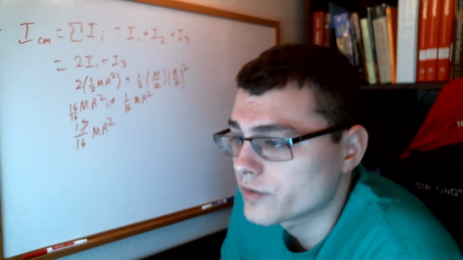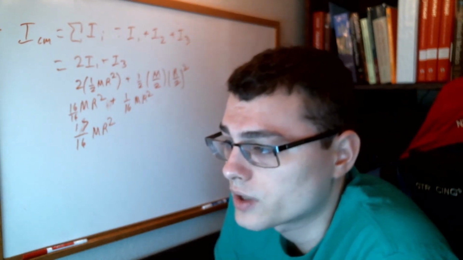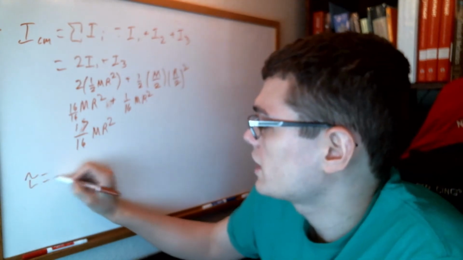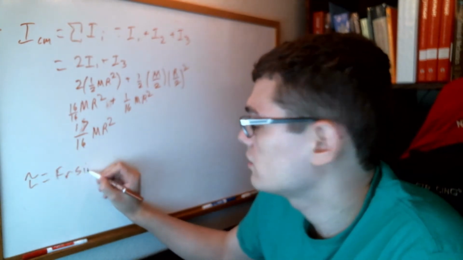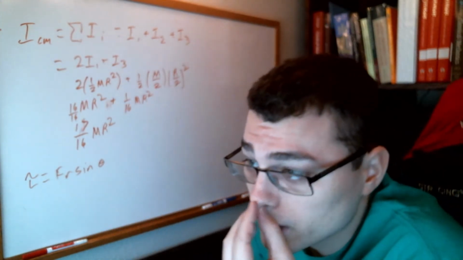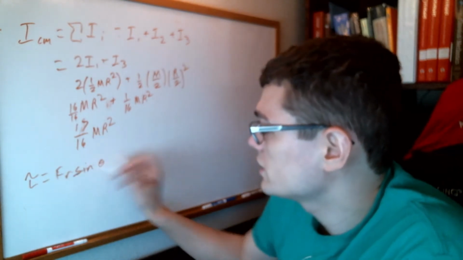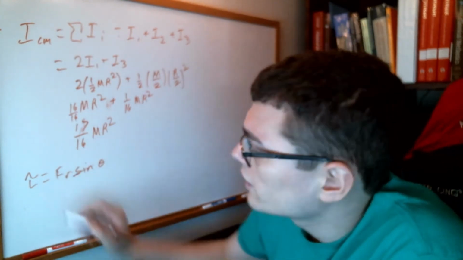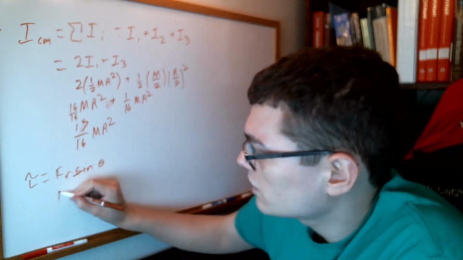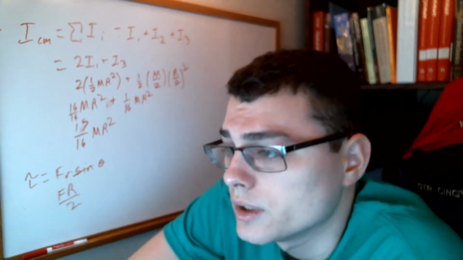Determine an expression for the magnitude of the torque tau exerted by the string about the contact point of the yo-yo with the table. So remember that tau is F r sine theta, or sine phi, whatever you want to use. And in this case, theta is going to be equal to 90, so just get rid of that. And then r is going to be equal to r over 2, so then we have F r over 2. Easy peasy.